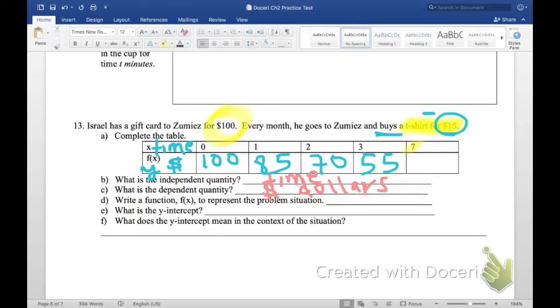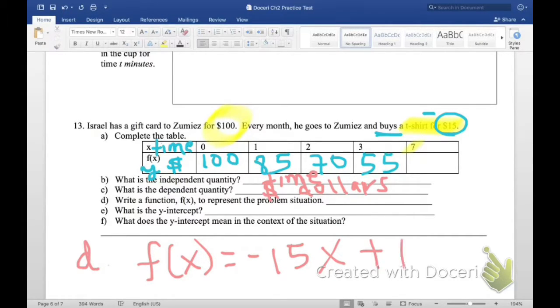Part C, write a function f of x to represent this problem situation. I'm going to go ahead and do D here so that you can see it. If I have a function of x, f of x, I need to include my rate, which is $15, times the amount of months, plus what I start with. So again, this is a common form for any linear function. It's derived from y equals mx plus b, which you should have learned in middle school.